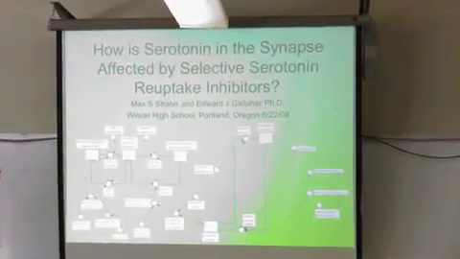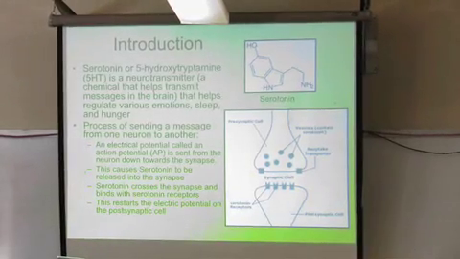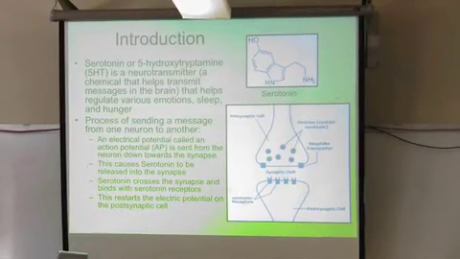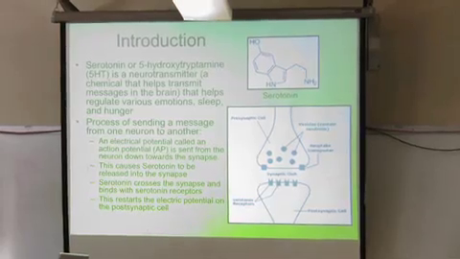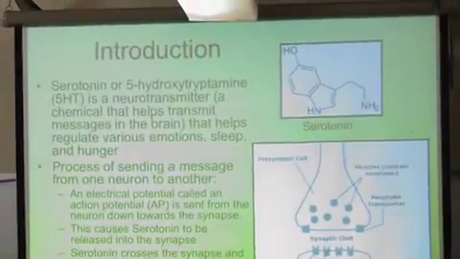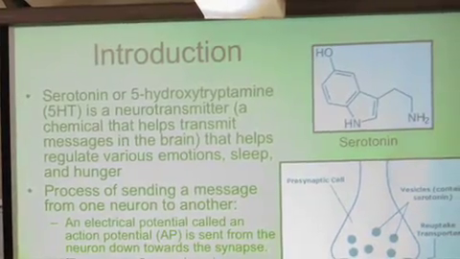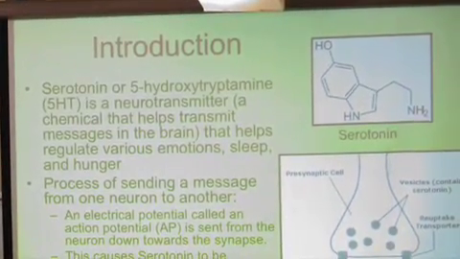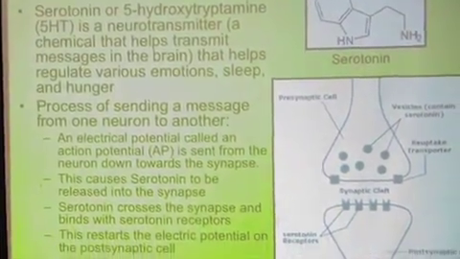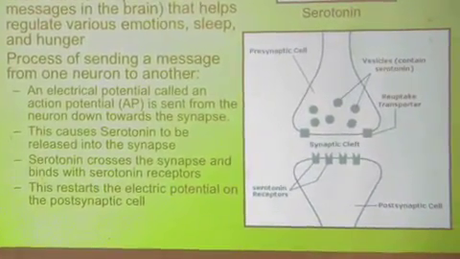So here's the model. We'll go into it in a second. First we have to do an introduction. Serotonin is a neurotransmitter, which is a chemical that helps transmit messages in the brain between neurons, that helps regulate various emotions, sleep, and hunger. And is also known to be involved with psychological disorders, including obsessive-compulsive disorder, OCD, and major depressive disorder, which is better known as just depression.